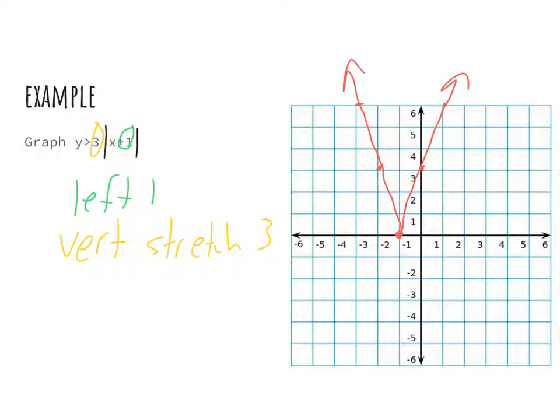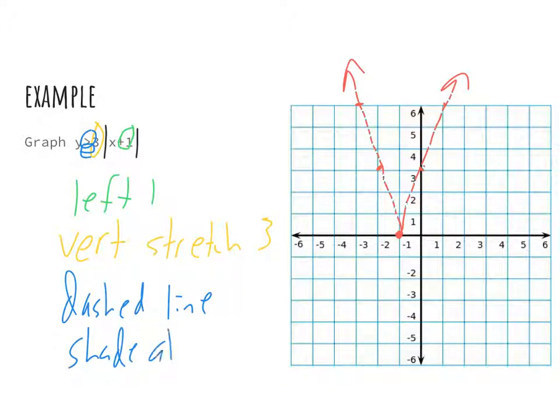From there, we go to the inequality. I do not have the or equal to, so it'll be a dashed line. Okay, dashed line. My inequality is greater than, so I'm going to shade above. So I'm going to shade inside of the V. So it'll look something like this.